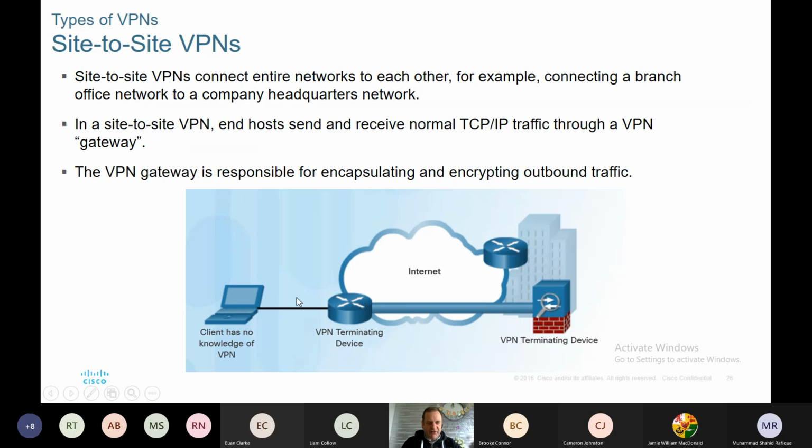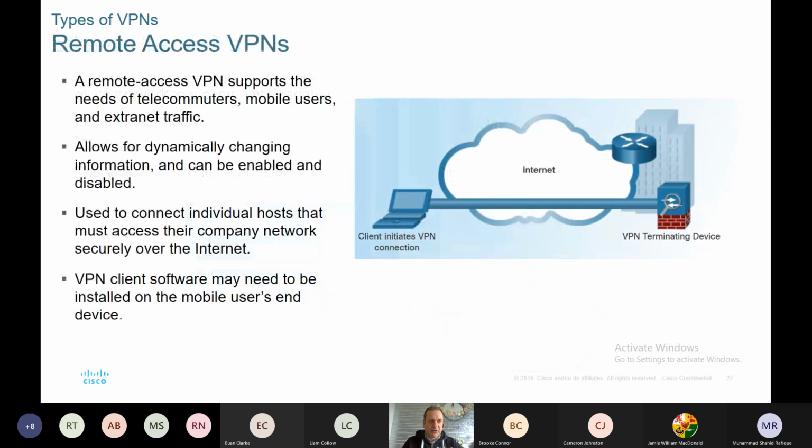But the client here is just Ethernet. So it's Ethernet to the router, then through a VPN, and then the host at this end would again be connected via Ethernet. It's just when traffic is broadcast over the public internet that it's tunneled, and that's used for encapsulating and encrypting the traffic. Remote access VPNs basically allow mobile users extranet access, and you can create that. The client initiates the VPN connection, and then they can connect securely in.